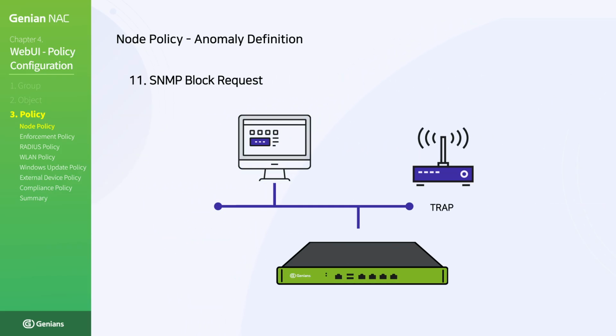The 11th and final event in anomaly definition is SNMP block request detection. This event leverages SNMP traps to monitor and respond when a block request is triggered based on the MIB data provided by Genian NAC. If an SNMP block request occurs, the endpoint responsible is flagged as a potential threat.